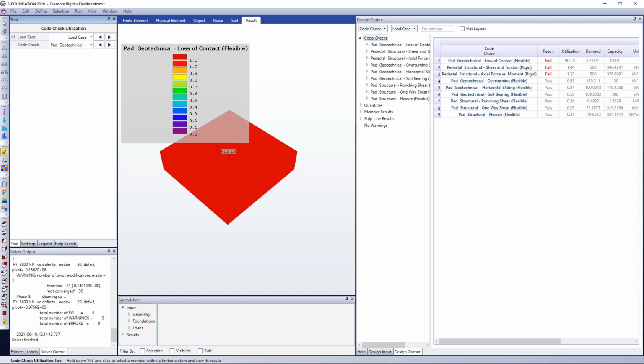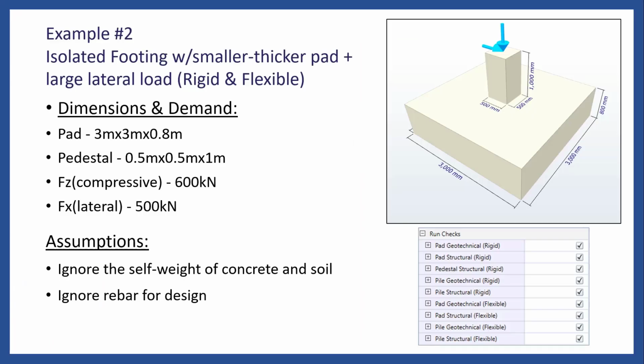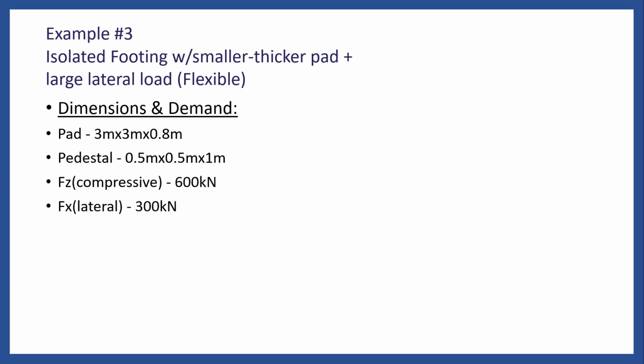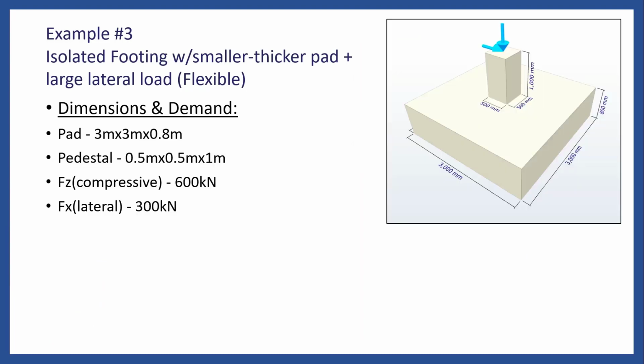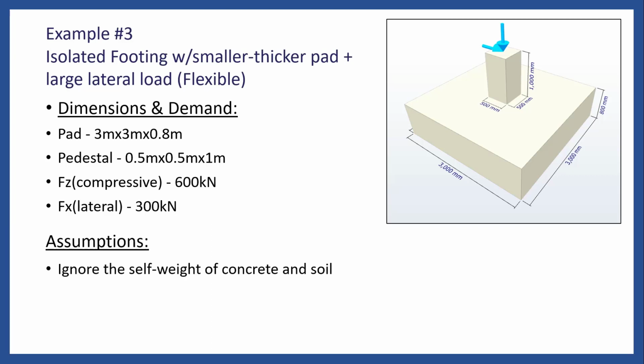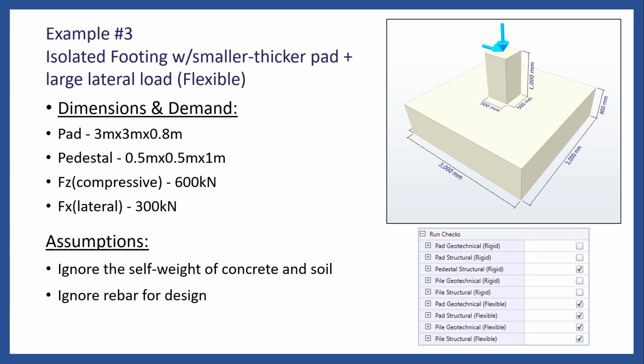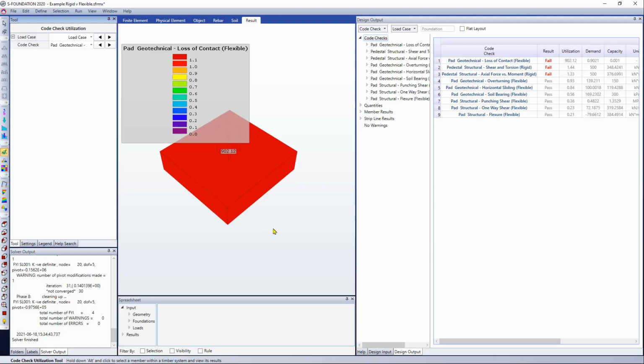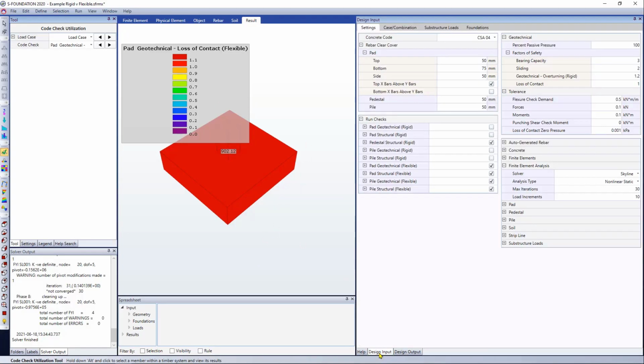Now let's consider a slightly different scenario. For example number 3, we have the same dimensions for pad and pedestal, same compressive load, but there's a slight change in the lateral load from 500 to 300 kilonewtons. And we will take into consideration the same assumptions. For this case, we will only perform the rigid checks. And here is the same model I used before. Let me just go to the design input window. I'm just going to activate this rigid check just to show you something.